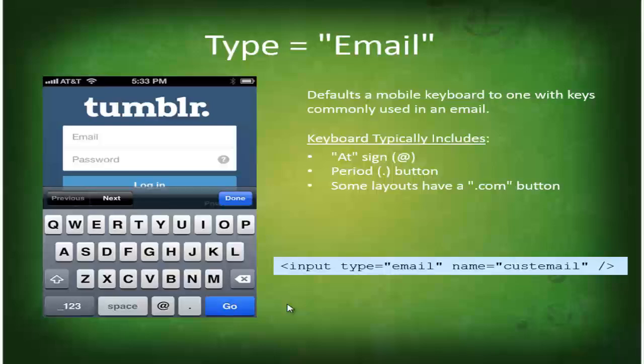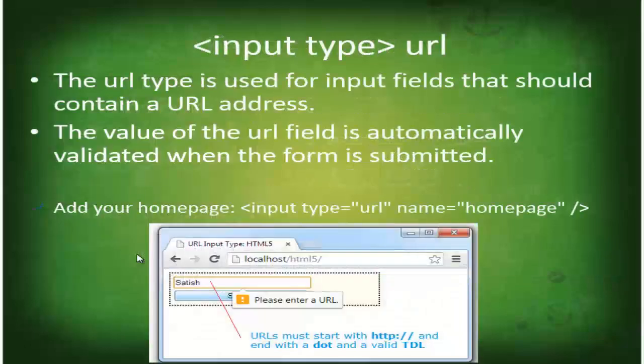Now this is what you are going to get on your mobile devices. If you make the type as email, you are going to see the keyboard will have this @ symbol, dot and all the other ones. So the advantage of using type equal to email is the mobile users will find it too easy to type their email ID because the keyboard is going to change.